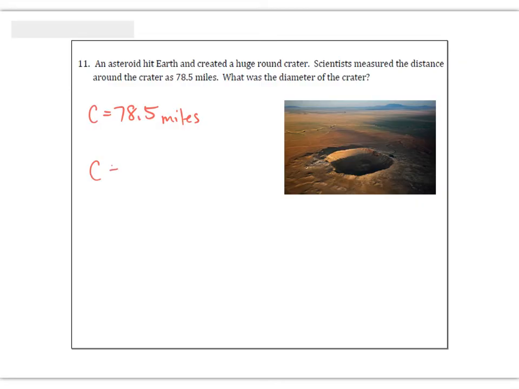Well, remember, circumference is diameter times pi. The 78.5 goes in for the C. We don't know the diameter. Pi can stay pi. If I want to solve it for diameter, I'm going to have to divide by pi. I would grab my calculator, type in 78.5 divided by pi. Go ahead and do that.